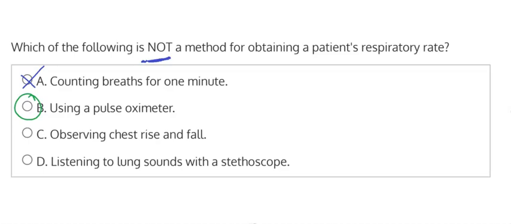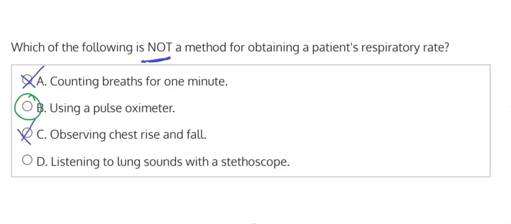Option C states observing chest rise and fall. And that does sound correct because when you're measuring a respiratory rate, you're watching for the chest rise and fall to determine each breath, and that's how you measure the respiratory rate. And since the question is asking which is not correct, we can eliminate option C as well.